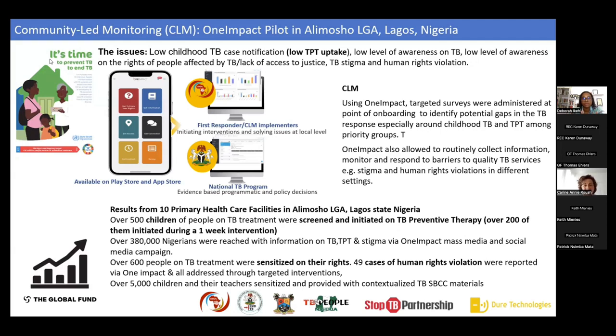And to see the different implementations of OneImpact, the ideal for us is to go beyond what we are doing now. Thank you.